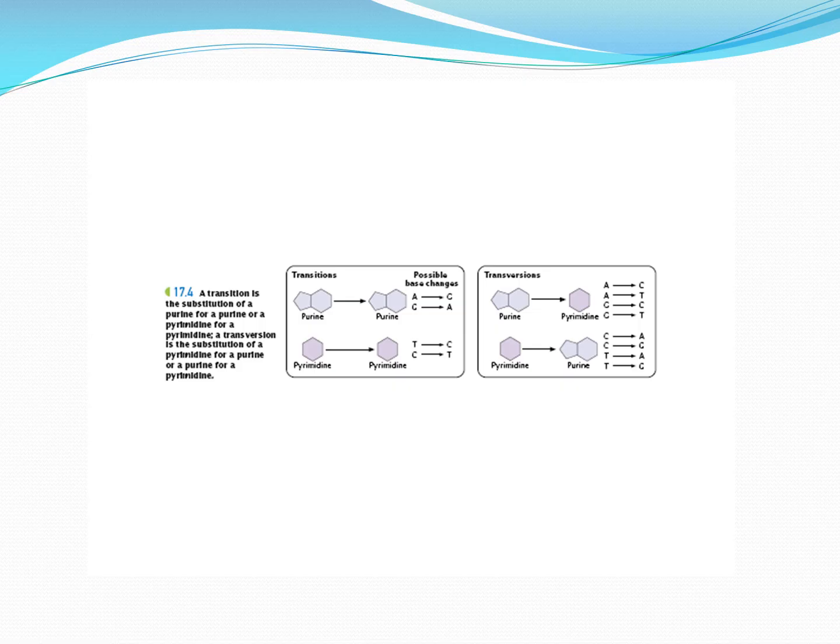In a base substitution, we have two terms: transitions and transversions. Transitions happen when a purine nucleotide is replaced by another purine, or a pyrimidine nucleotide is replaced by another pyrimidine. And transversions happen when a purine is replaced by a pyrimidine, or vice versa, a pyrimidine replaced by a purine.